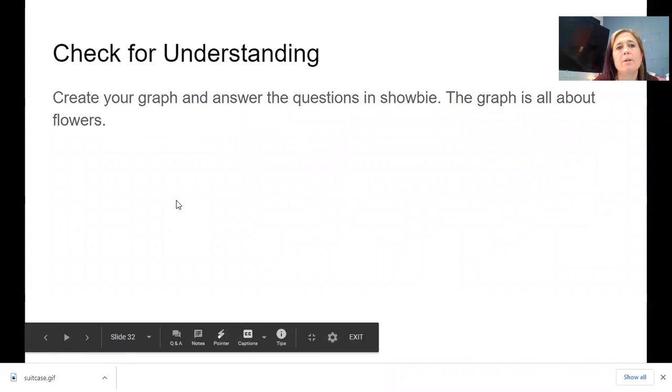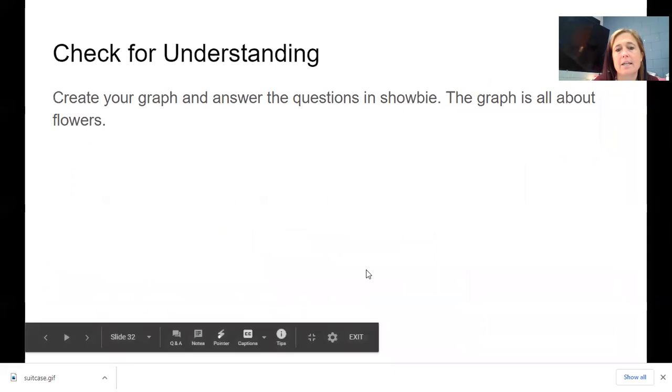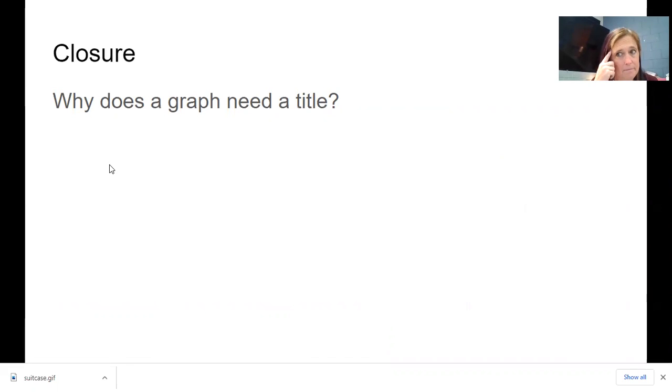All right, so in Seesaw, you're going to create your own graph. It's a flowers graph that I've put in there, and you're going to answer the questions. Remember, it's 2 pages, so make sure you click on that arrow to see the second page. And why do you think a graph needs a title? Be thinking about that.